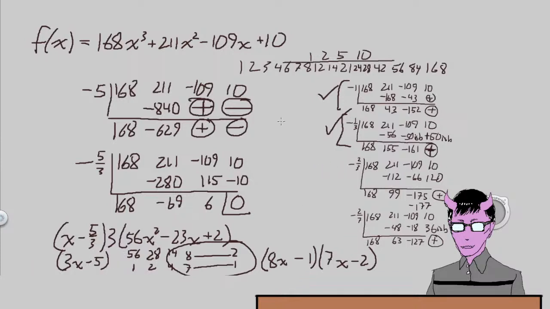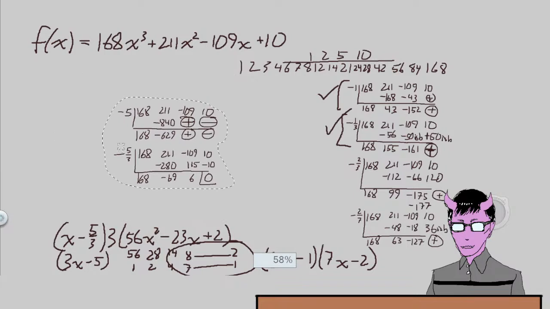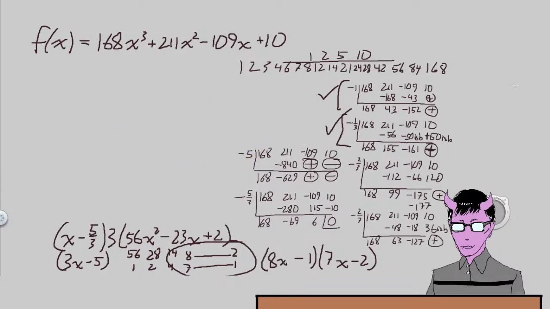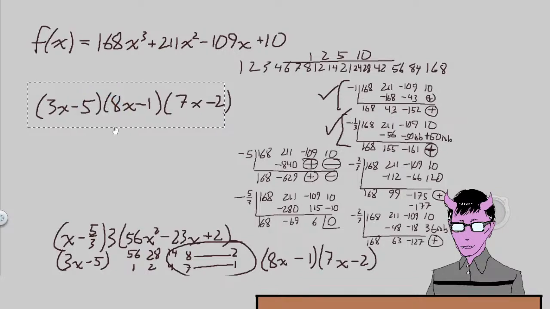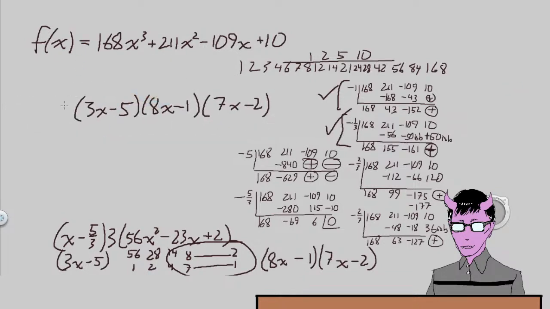So we have, as fully factored form, let me shrink this real quick. As fully factored form, we have the first factor, which is 3x minus 5. Second factor is 8x minus 1. And the third factor is 7x minus 2. So fully factored form for f of x. It was definitely a journey. I feel like I spent more time on this problem than all the previous problems combined.